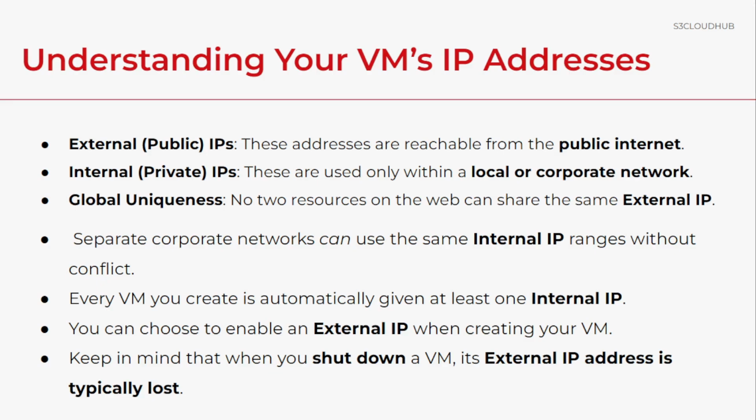Now, here is a very important technical detail. Every VM is automatically given an internal IP the moment it is born. However, an external IP is optional. You have to choose to enable it when creating your VM. But there is a catch with the way we set up our lab earlier. Most external IPs are ephemeral, meaning they are temporary. Keep in mind that when you shut down or restart a VM, its external IP address is typically lost.